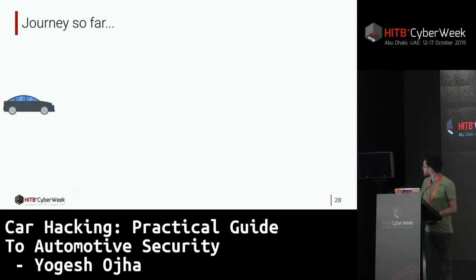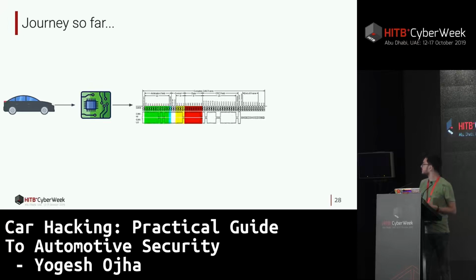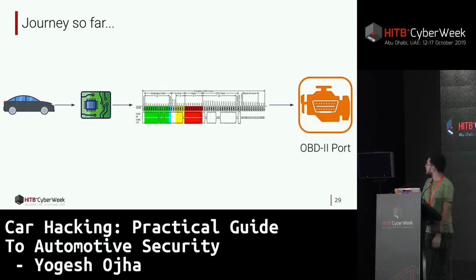So now, the journey so far: we have talked about how exactly a modern car works. We have talked about issues. We have talked about how the message frame looks like. But what could be next? The next thing could be getting access to the OBD port. Now you already have an understanding of the CAN packets, you know how to reverse engineer them, you know the arbitration. The next thing is getting access to one of these OBD ports.